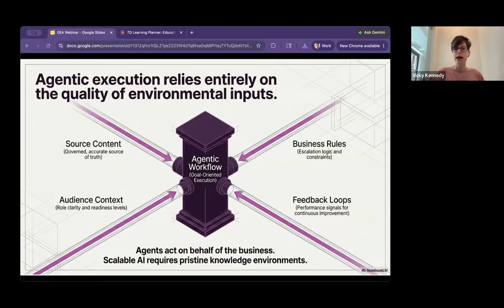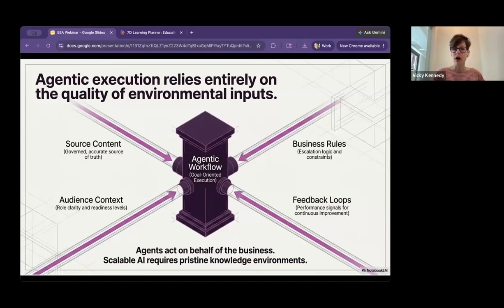And so we need to have things like the business rules in place. What is the escalation logic and constraints? We need to have feedback loops in place. We need to have source of content. I'm going to talk about that a little bit throughout this webinar as well. But source of truth content. That source content is pivotal to be able to use agentic educational delivery. So that's content that is the accurate source of truth for your organization and that's governed within your organization.